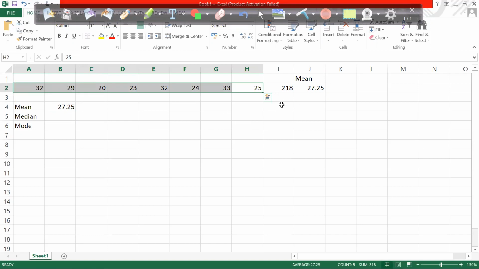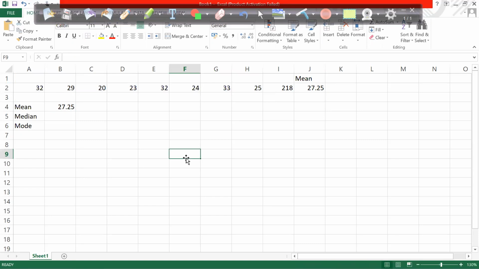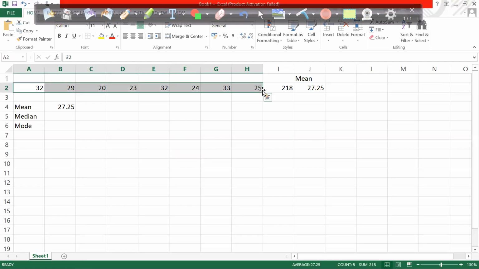27 years of age. There is a concept of median. Now the median is nothing but where I want to take the middle value. Now, what is the middle value? First of all, I have to sort my data, right? As of now, my data is not sorted. Once I sort my data and take the middle value, it will be considered as the median.